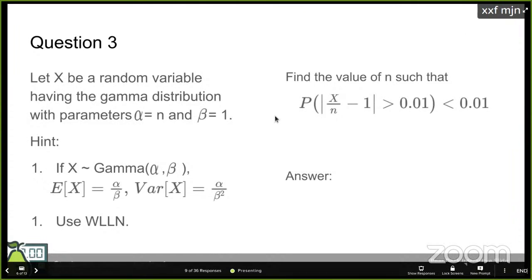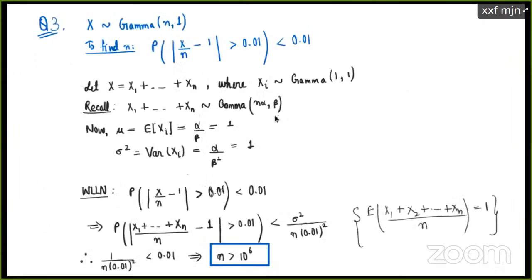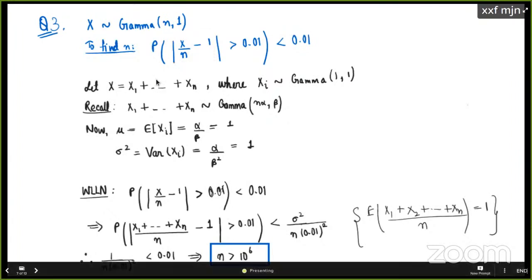Okay, I think we should start to see the solution now. Given that X has a distribution of gamma alpha beta, where alpha is n and beta is 1, you have to find the probability that mod of X by n minus 1 is greater than 0.01, which should be less than 0.01. Now let X be X1 plus X2 up to Xn, where each Xi is gamma 1 comma 1. Why can we write X equals X1 plus X2 up to Xn, with each Xi equal to gamma 1 comma 1?